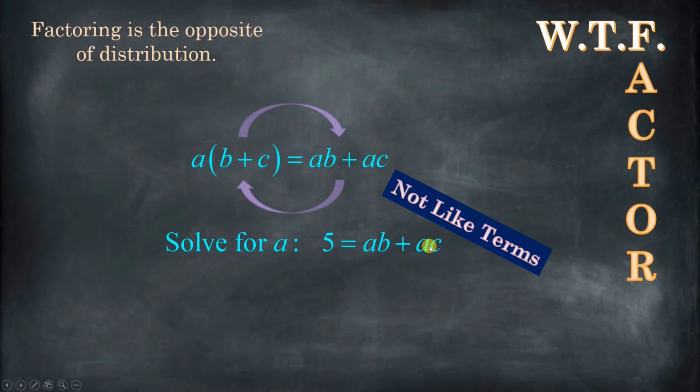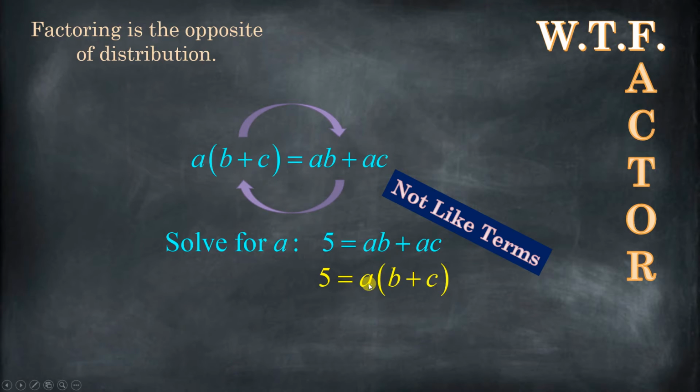They're not the same. So what we have to do to get A by itself and just having one A, we have to factor. We're going to divide A out of both of those, and we're going to write that as a product of A times the group, B plus C. If you were to distribute this A, you would get back this thing right here, AB plus AC.